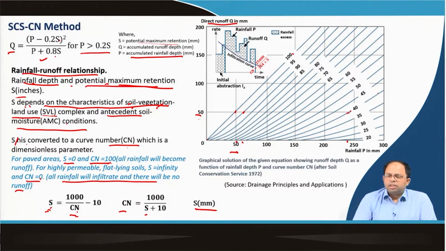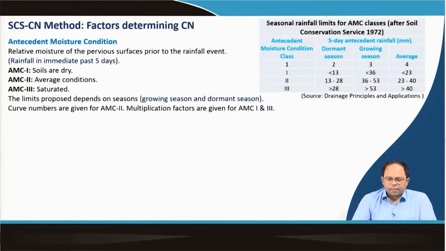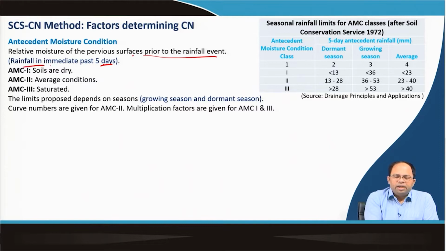Now, the next question is, what curve number should I select? That depends on the characteristics of soil, vegetation, land, as well as the soil moisture conditions. So, first of all, let us look at the antecedent moisture conditions. This is the relative moisture of pervious surfaces prior to the rainfall event for which we are estimating the runoff. The rainfall in the immediate past 5 days determines what would be the antecedent moisture condition of the soil.